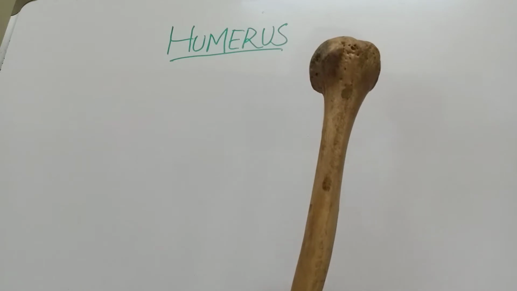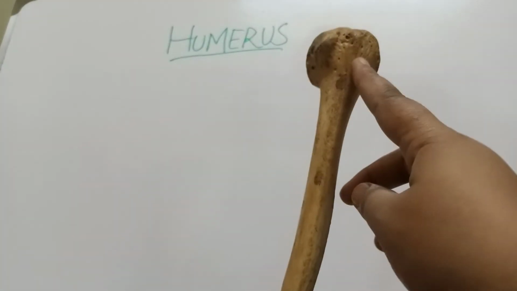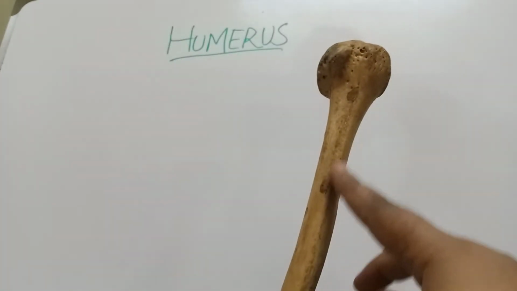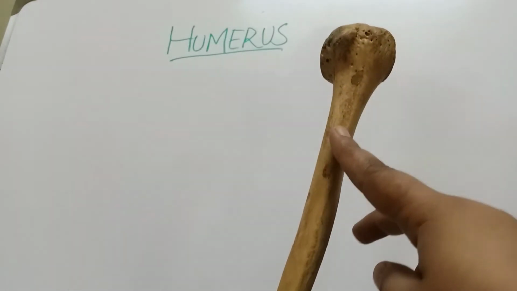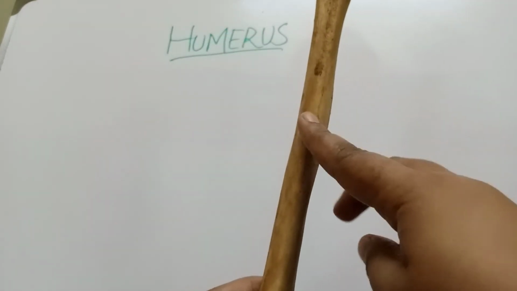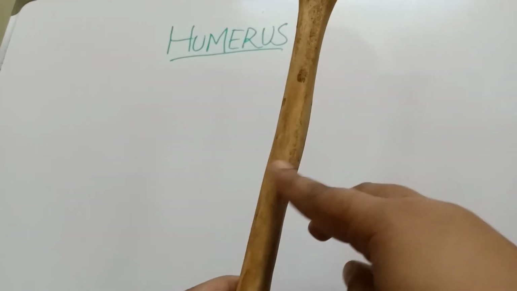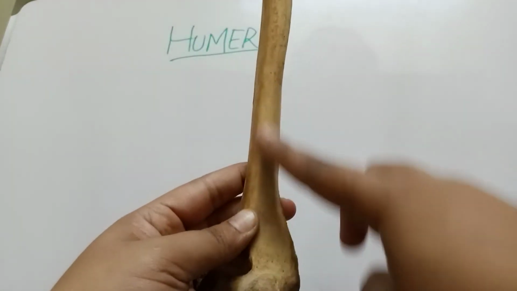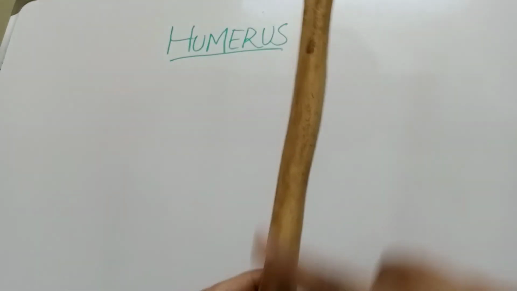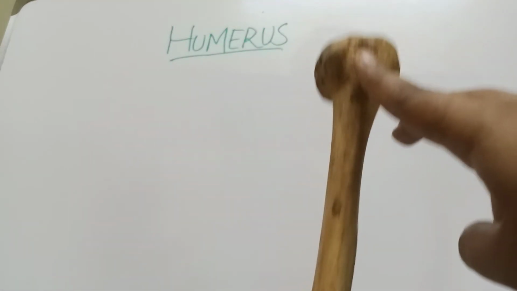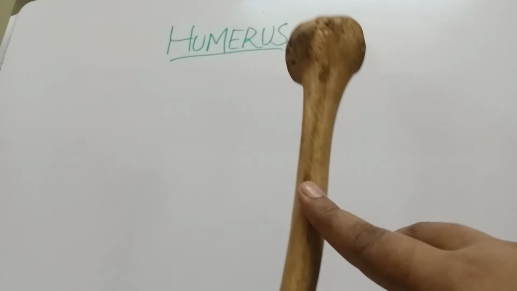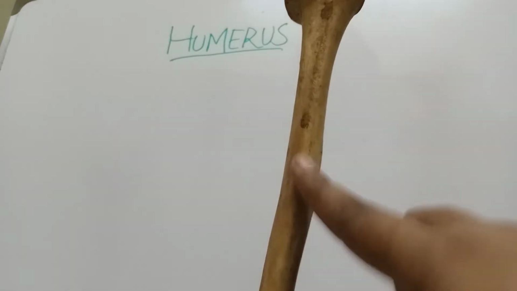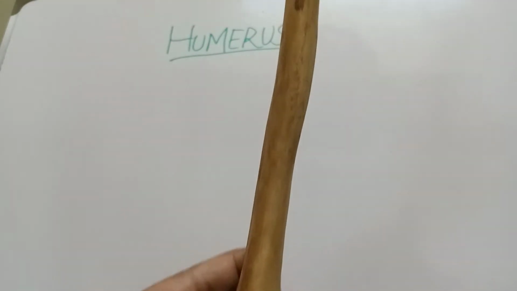The anterior border starts from the lateral lip of the intertubercular sulcus or the bicipital groove, and in its middle part it forms the anterior aspect of the deltoid tuberosity, and in the lower part it is smooth and rounded. So this is the anterior border: from the lateral lip of the bicipital groove, deltoid tuberosity, anterior aspect, and rounded.